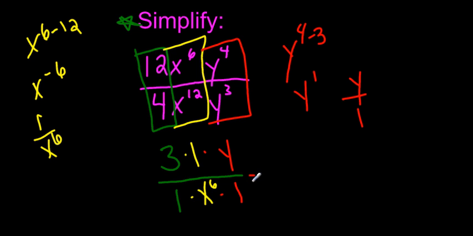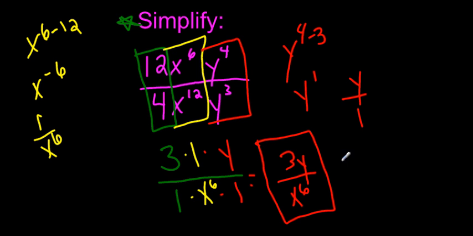So if I simplify it out without my 1s, I'm going to get 3y over x to the 6th power. And there's my totally simplified, super fantastic, smile-warranted answer. Woo! All right, let's try one more here.